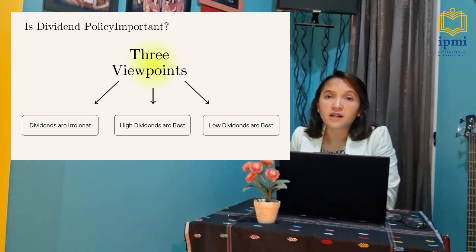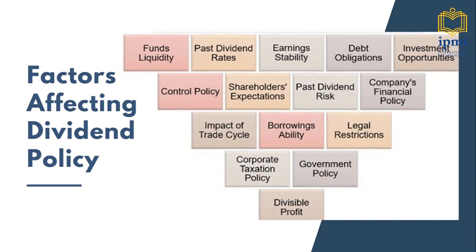Factors affecting dividend policy: funds liquidity, dividend rates, earnings stability, debt obligations, investment opportunities, control policy, shareholders' expectations, past dividend record, company's financial policy, impact of trade cycle, borrowing ability, legal restrictions, corporate taxation policy, government policy, divisible profit. All of that is an overview of complex finance.